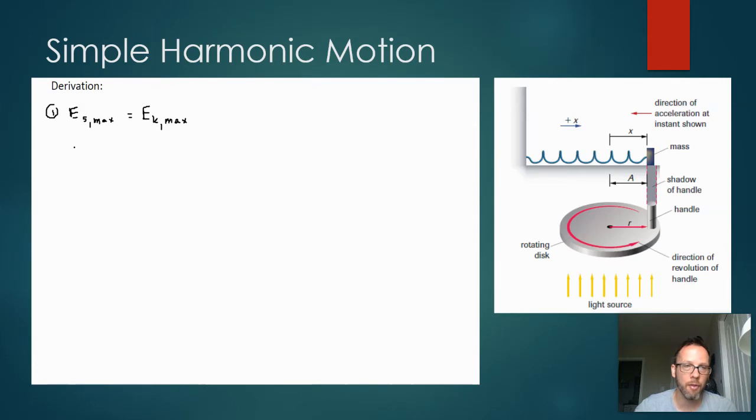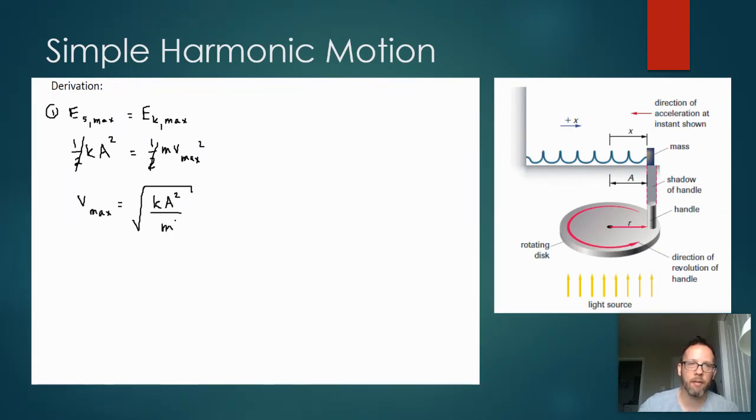We had an expression for the maximum spring energy: 1/2 k A squared, where A is the amplitude of our simple harmonic motion. And we'll do 1/2 m v max squared for the mass on the spring. The 1/2s divide out, and if we rearrange this for v max, it's not too hard. We divide by m and then square root it. So we get an expression for the maximum speed of a mass on a spring in terms of the spring constant, how far you stretch it initially, and the mass on the spring.